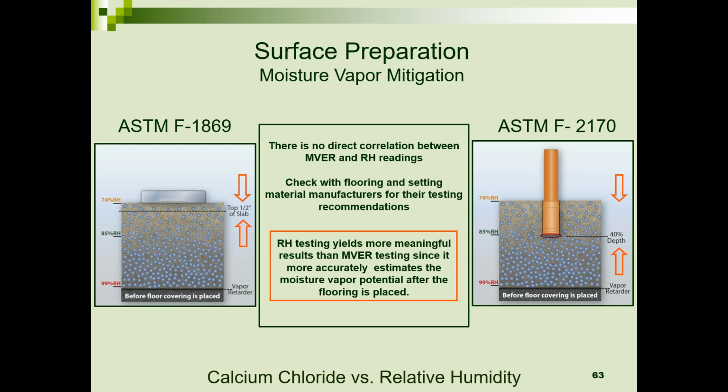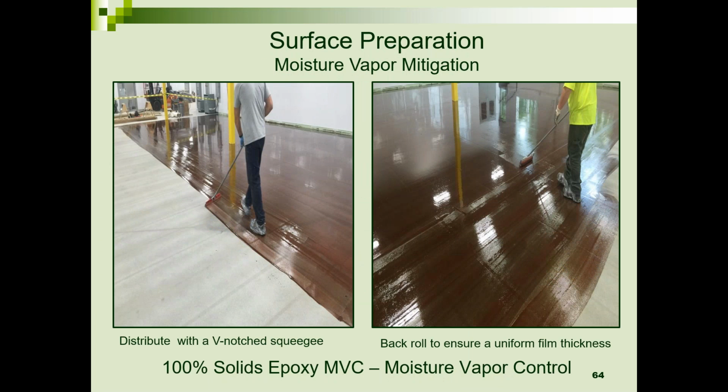So if you exceed those values, you're going to have to use a moisture mitigation membrane as part of your surface prep. And the moisture mitigation membranes are 100% solid epoxies. They're good up to 100% moisture, 100% RH, or typically around 25 pounds of moisture based on the calcium chloride test.